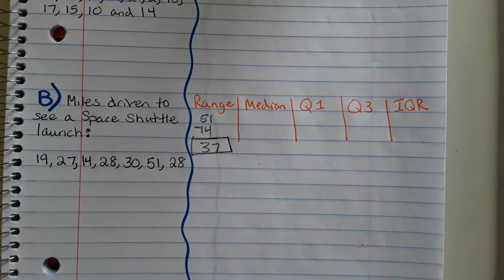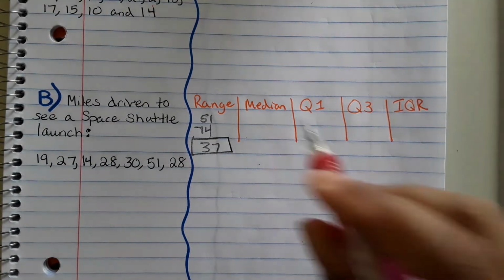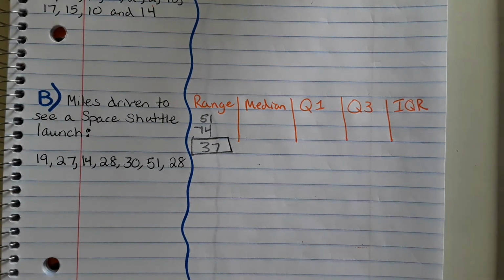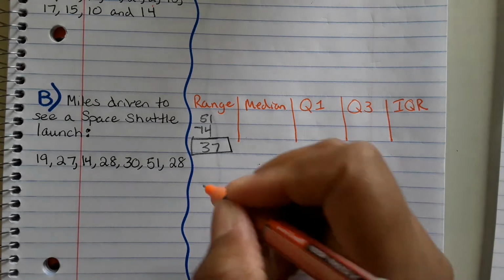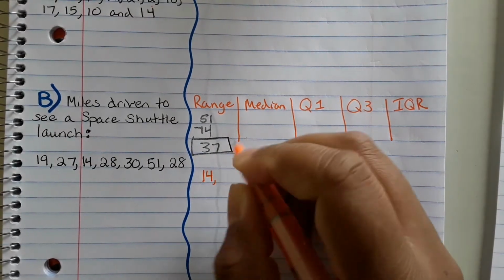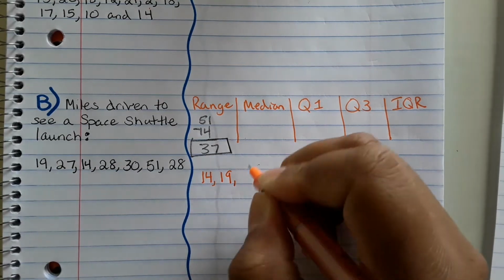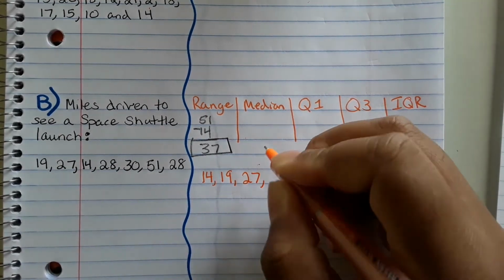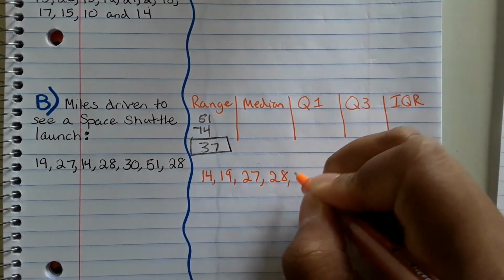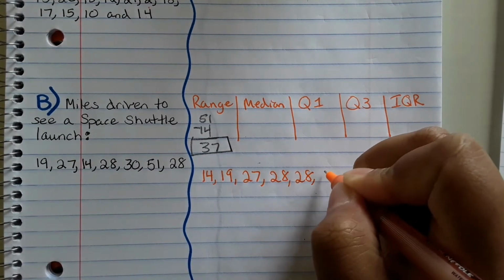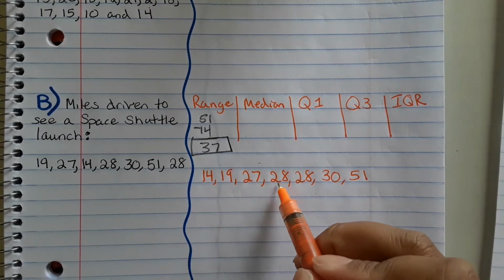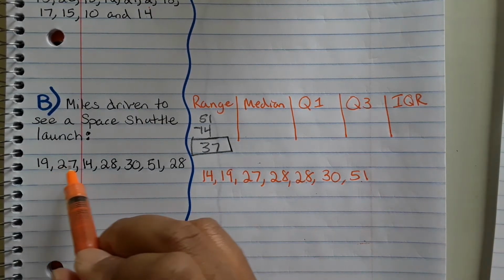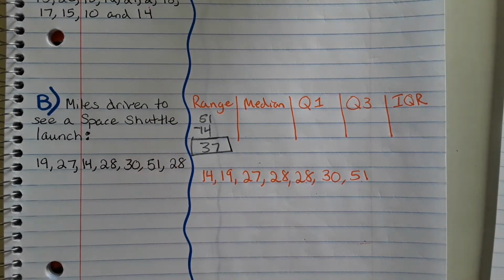Excellent. Next, median. To do median, we know we have to order our numbers from least to greatest. So hopefully you did that and you found your median. So I'm going to do it now. We have 14. Next was 19, followed by 27. Then I had 28, 28 again, 30, and 51. So 1, 2, 3, 4, 7 numbers there. Hopefully you ordered them correctly.